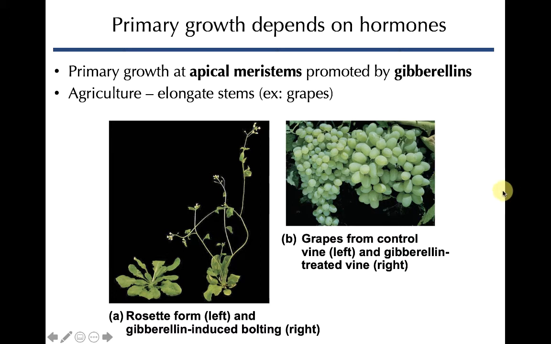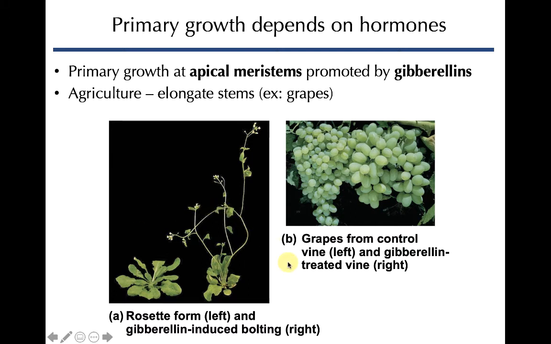And so what you can see here is a rosette form of a plant, like I think it's a dwarf form, and they treated it with gibberellins, and you can see this is called bolting when the stems grow really, really long. Sometimes you might hear somebody talking about one of their plants becoming leggy. And so that means that it's just growing really long and tall and not bushy. And we'll see how to alter that in a moment.